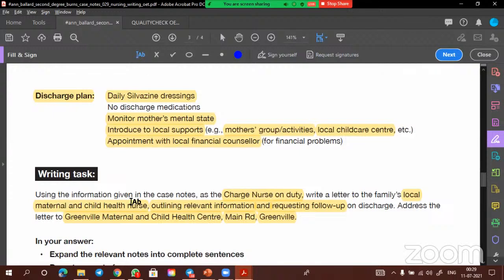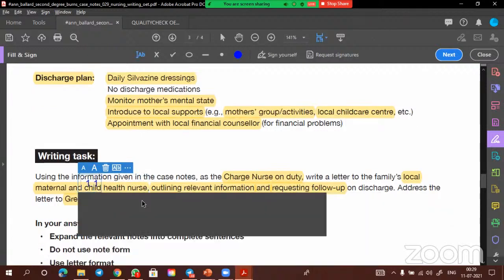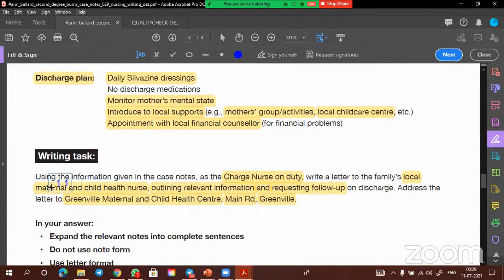Local maternal and child health nurse. Local is not important. So the profession is, this is it. 1.1. So this is 1.1. Here it is. Maternal and child health nurse. This is 1.1.